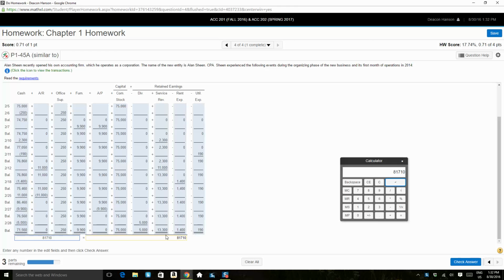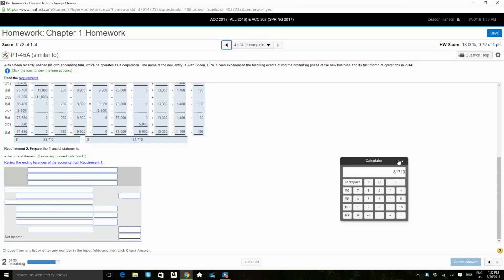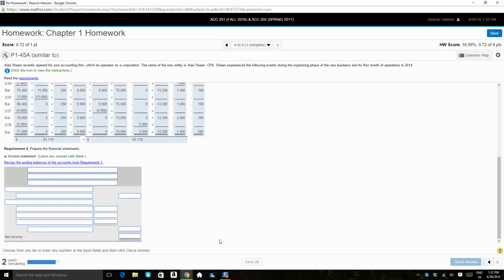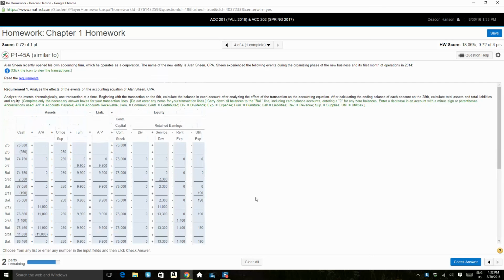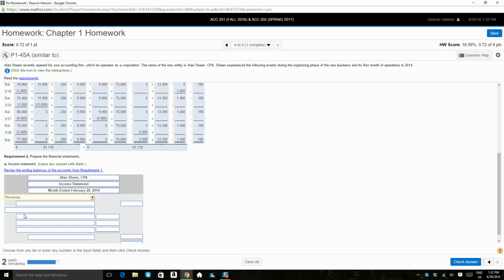Great work. Okay. Now finally, I guess we're going to prepare the income statement first. So we're going to put the company's name there, and it's Alan Sheen CPA, and this is an income statement. And this is for, what is this for? This is the month ending February 28. Okay, and then the first thing we're going to do is revenue. And we have service revenue. Now, the balance in our service revenue account here at the end of the month is 13,300.